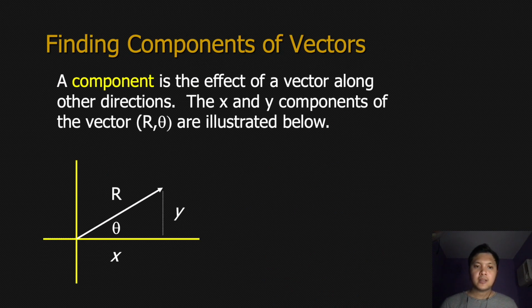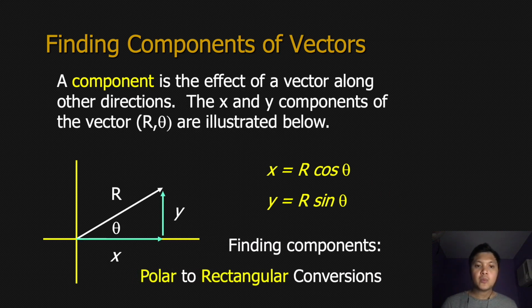Now, if our vector is expressed in polar coordinates and we want to convert it to rectangular coordinates, we have to find its components. A component is the effect of a vector along the other directions. So the x and y components of a vector, r theta, are illustrated below. This is the x component of this vector r, and this is the y component. Now, in order to solve for x, we have to multiply r with the cosine of theta. And to get y, we have to multiply r with the sine of theta.